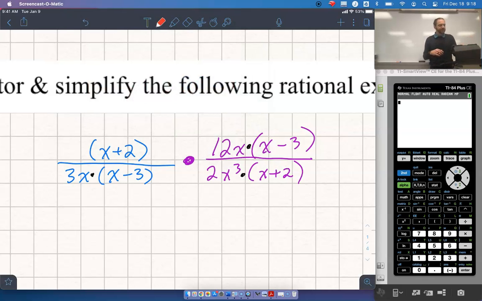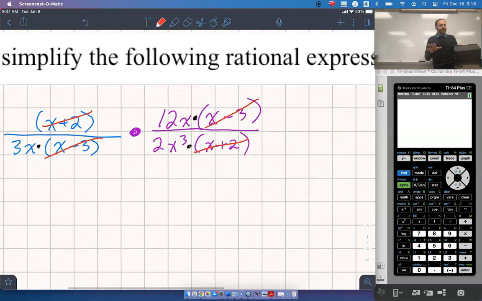I have an x plus 2 here. I have an x plus 2 here. They're gone because anything divided by itself is 1. I have an x minus 3. I have an x minus 3. Gone.